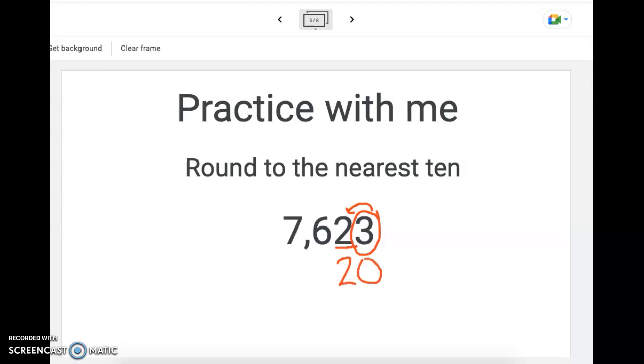And you're probably thinking, well, what do we do with the numbers before the underlined digit? Those also stay the same, and they will always stay the same no matter if the digit is supposed to go up 1 or it stays the same. The numbers or digits before the underlined always stay the same. So our number 7,623 rounded to the nearest 10 rounds to 7,620.